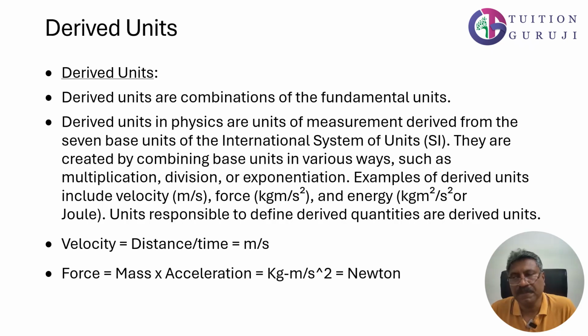Examples of derived units: velocity is distance by time, or displacement by time. Force is mass into acceleration, acceleration itself being distance by time square. And energy is force into distance. The units used to define the derived quantities are called derived units. The unit of force is Newton. Like that, you can make different derived units.